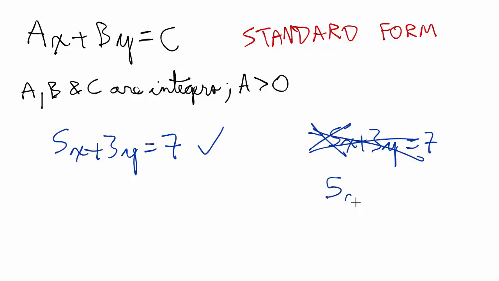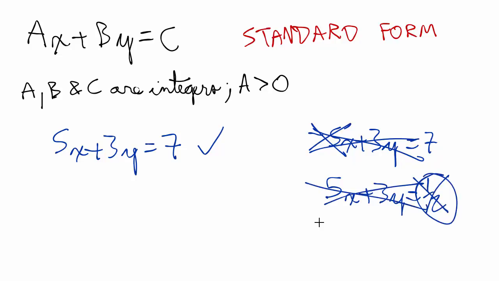Next, let's say we have 5x plus 3y equals 1/2. Guess what? 1/2 is not an integer, so this is not standard form. Last example, let's say we have 5x plus 3/2 y equals 7. Guess what? 3/2 is not an integer, so this is not standard form.